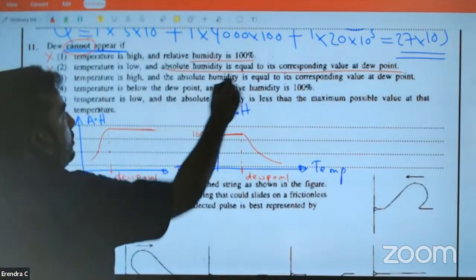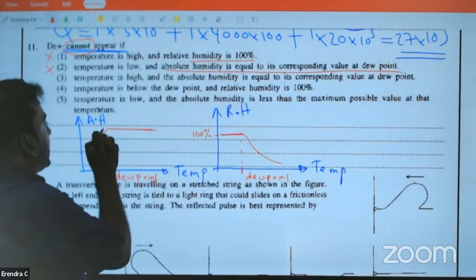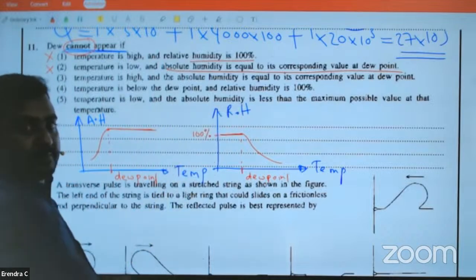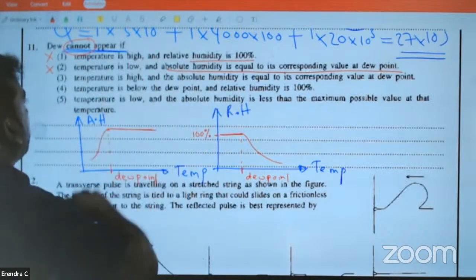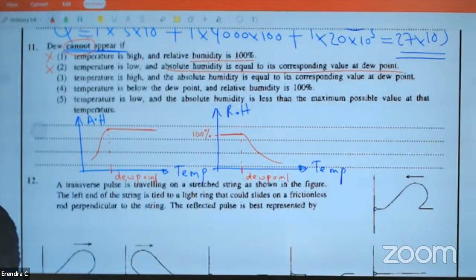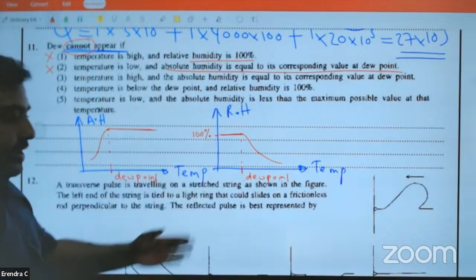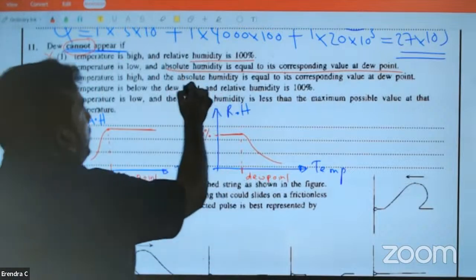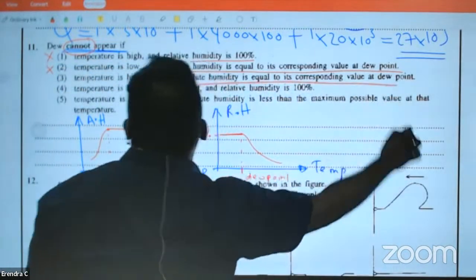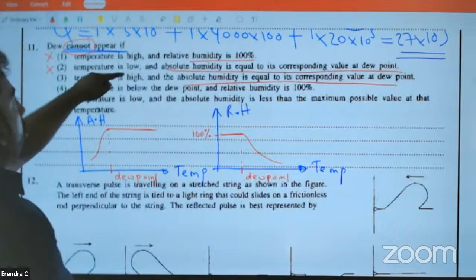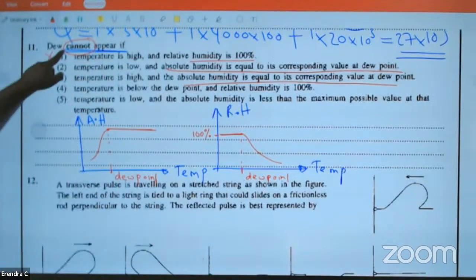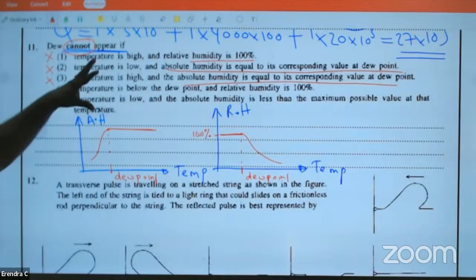So absolute humidity equal to the corresponding point at the dew point means RH is 100%. That means dew has formed. Right. Temperature is high, don't worry, we don't know what this value is. Absolute humidity is equal to the corresponding value at dew point, so temperature low or high, we don't really care. Dew will be guaranteed to form. Dew will appear. In all these cases, dew is appearing.